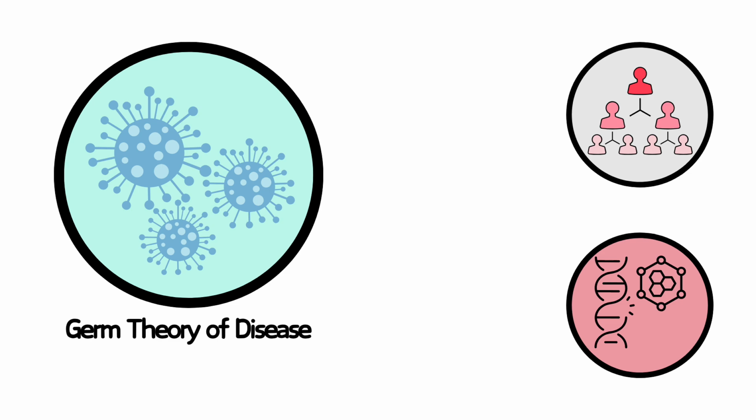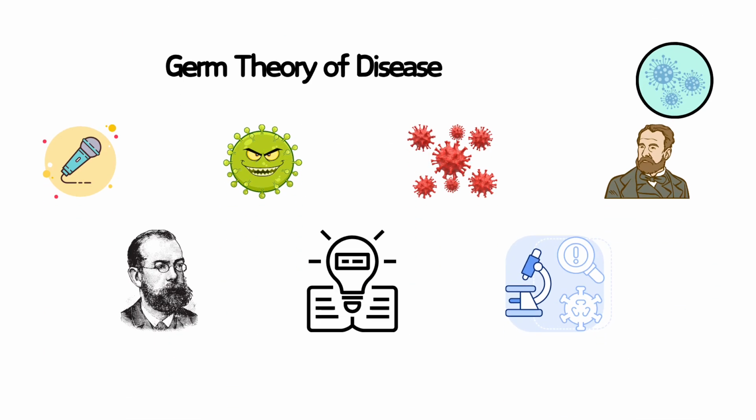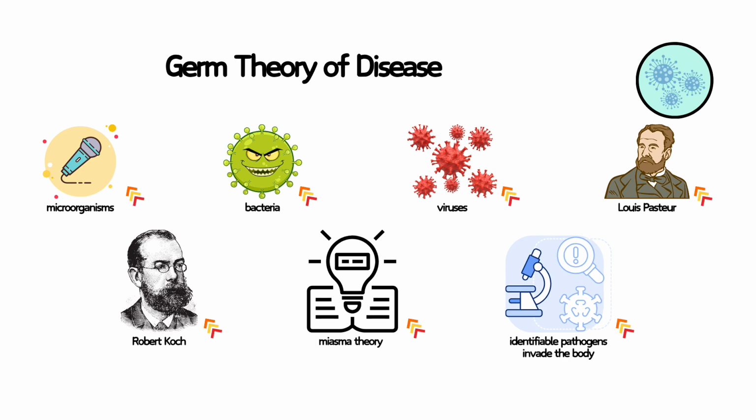3. Germ theory of disease. The germ theory of disease revolutionized medical science by establishing that many diseases are caused by microorganisms, such as bacteria and viruses. This theory was developed by scientists like Louis Pasteur and Robert Koch in the 19th century.